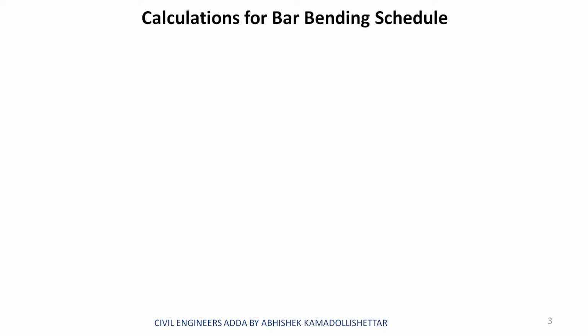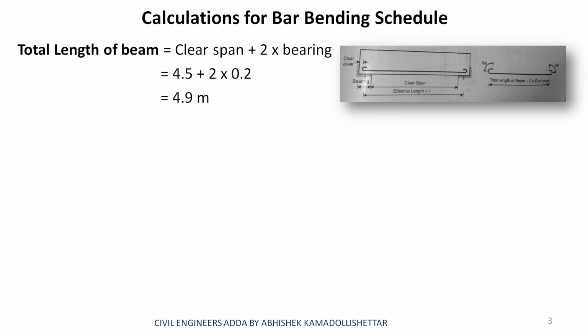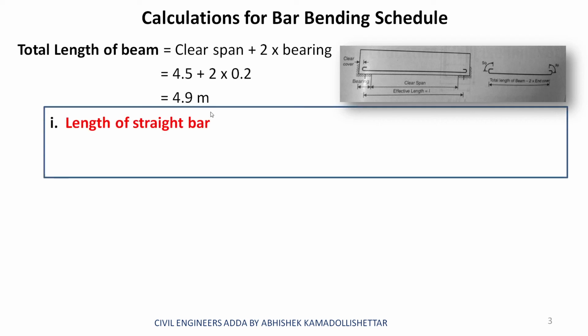So let's start. What are the calculations for the bar bending schedule? Let's calculate the total length of beam. As you can see in this figure, the total length of beam is clear span plus 2 times the bearing, which is equal to 4.5 meter plus 2 into 0.2, that is 4.9 meters. The bearing is 200 mm, taken as 0.2.